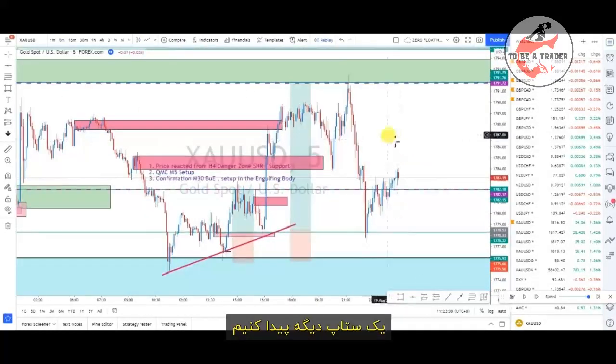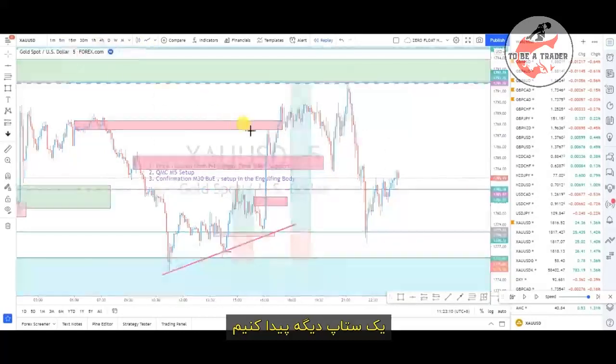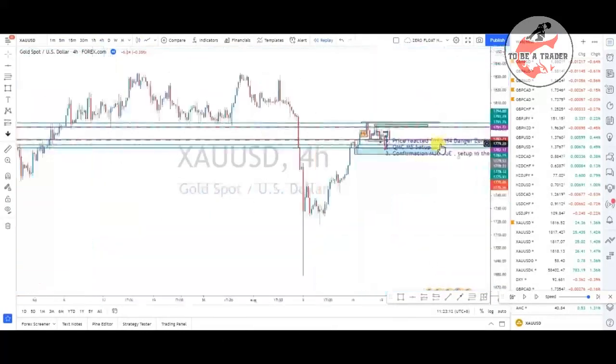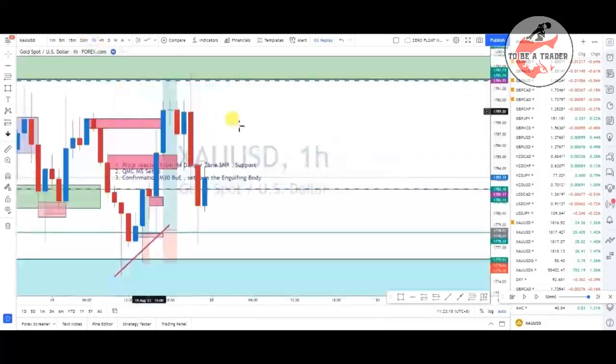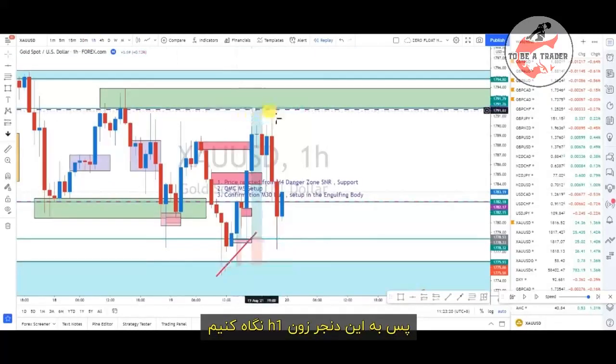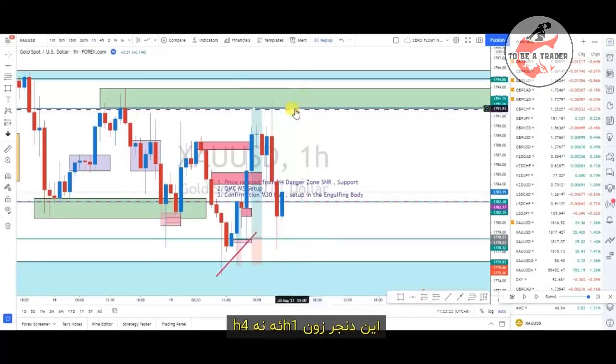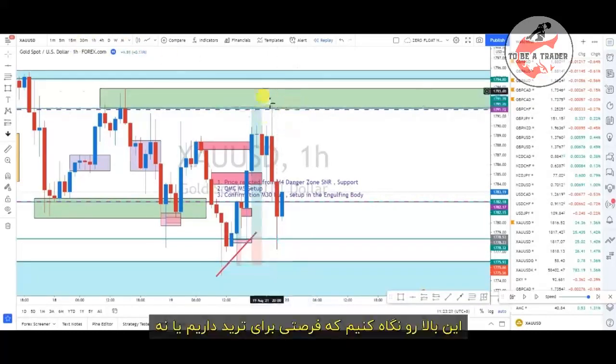So let's find some other setup again. So this is the danger zone. Okay, on the H1 again. So let's look at this danger zone H1. Oh, sorry, this is the danger zone H1, not the H4. Yeah. So this is the H1 time frame danger zone. So let's look up here whether we have any opportunity to trade.